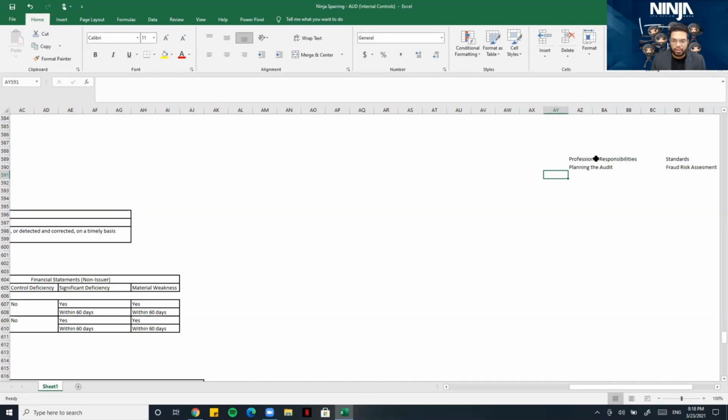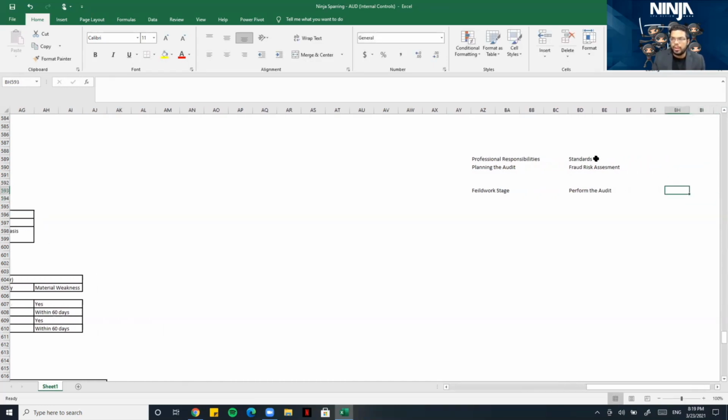Once the planning is done, we start with the fieldwork stage. This is where we perform the audit. In performing the audit, we'll first do internal control testing. Then we will go with substantive testing. After that, we go with audit opinions. We'll discuss audit opinions and reports. So that's the entire audit cycle.